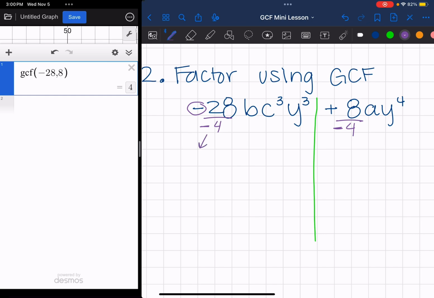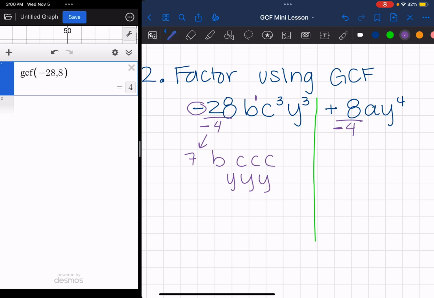We're going to do that 28 divided by 4 to get 7, and it's going to be a positive 7 because those double negatives will become positive. Then we're going to write out our variables. When we have a variable like b with no exponent, there's an invisible 1 there, meaning for this one, there's just 1 b. Then we're going to move on to our c. There are c to the 3, so 3 c's. And then we have y to the 3, so we also have 3 y's.